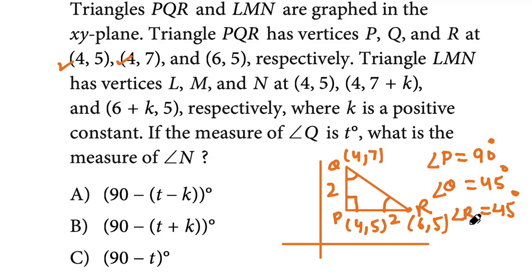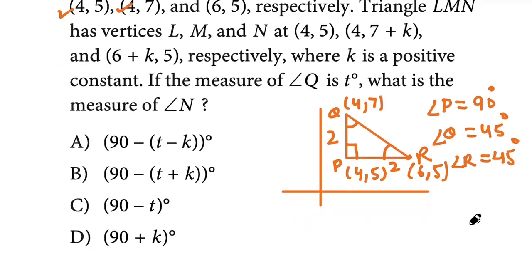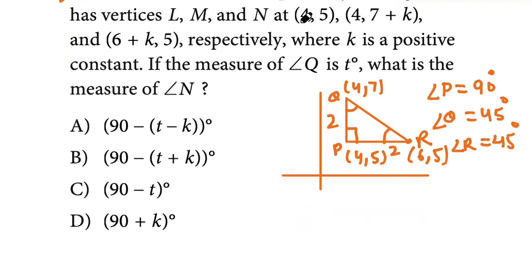Now we are coming to another triangle, triangle LMN. Okay, let's draw that too. Here you also see 4 and 4, and 7 plus k, and here it is 5. So let's see what the situation is. 4 and 5 is the same. Okay, let's use another color. So L is 4, 5, right?